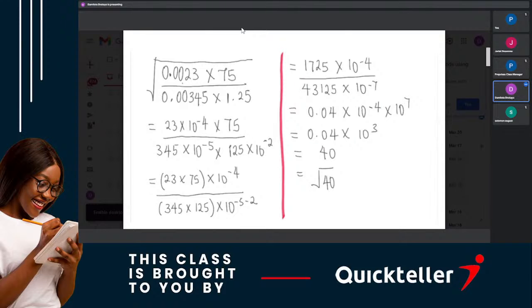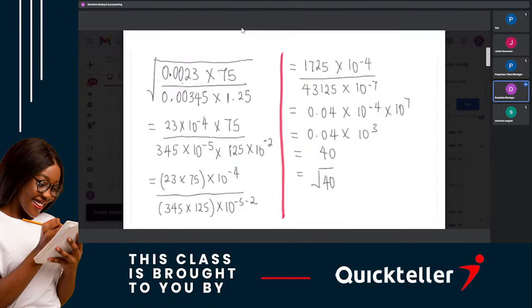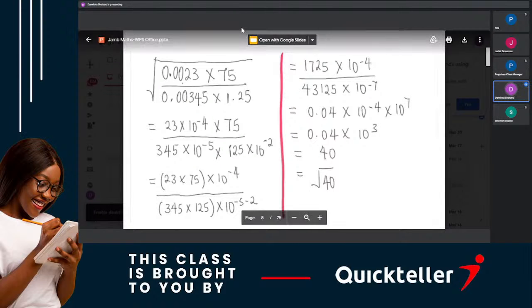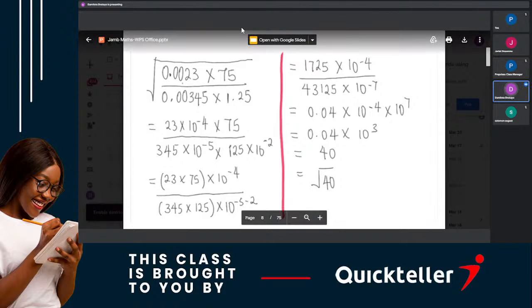And then I have to find the square root of 40. Now I stopped here because I discovered that this question has an error. I have to check through the past question again from the one I was given. The question is meant to be not 75, it's meant to be 750. Although I couldn't put that correction into this one, this is the correction.